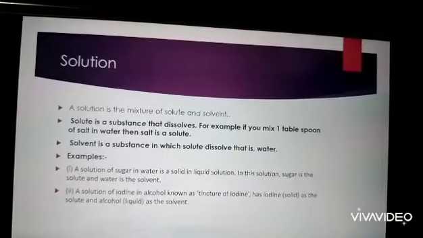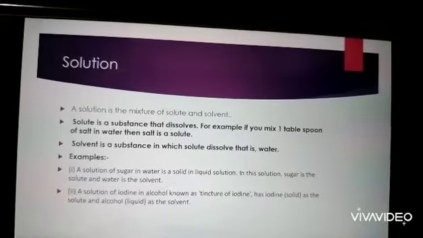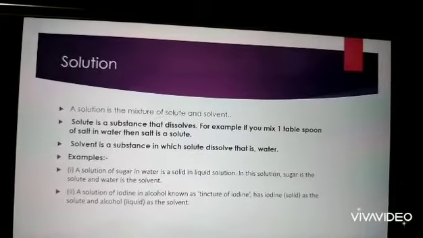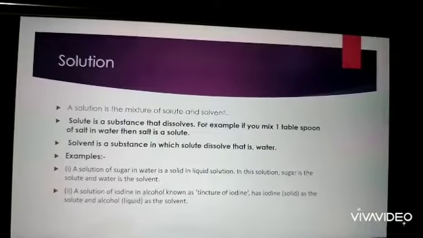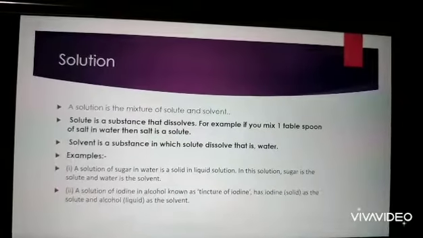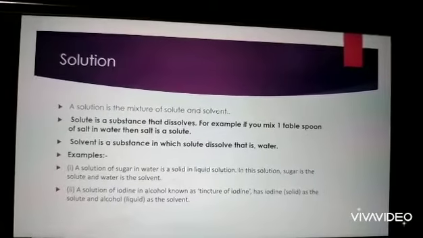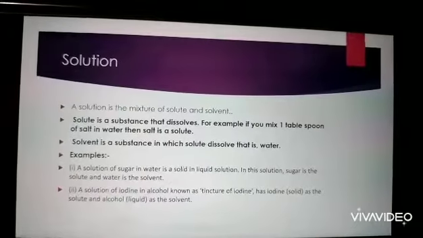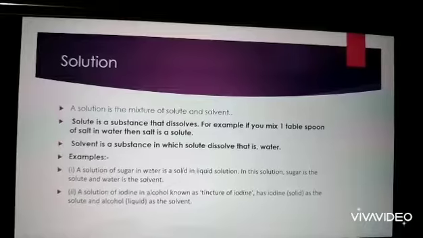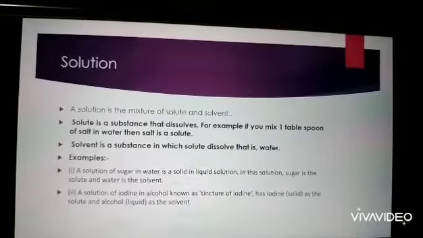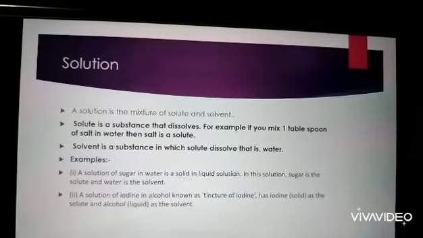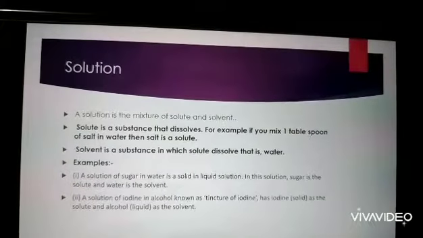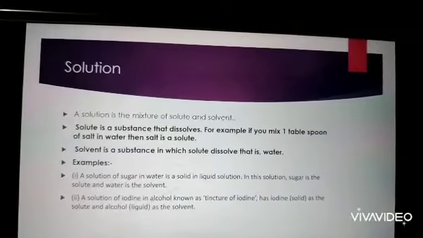What is a solution? A solution is the mixture of solute and solvent. For example, if you are making a solution of 1 tablespoon salt and 10 ml water, then 1 tablespoon of salt is the solute, which will be dissolved in the solvent, which is water.